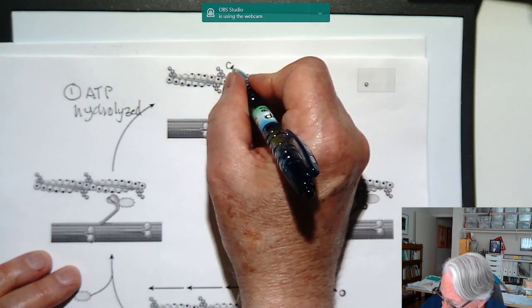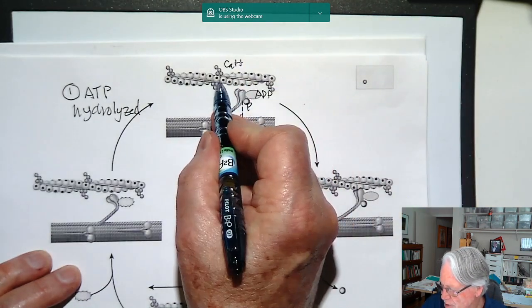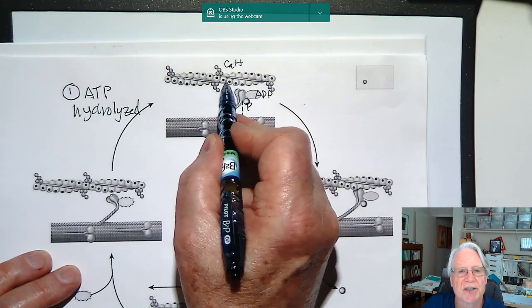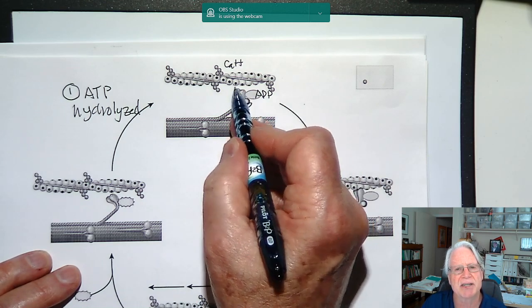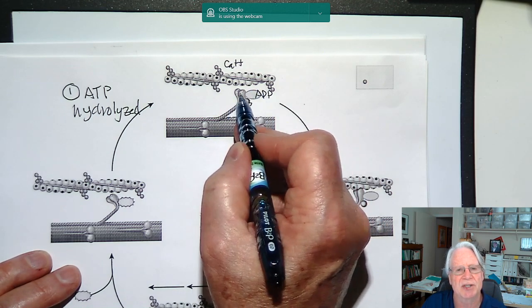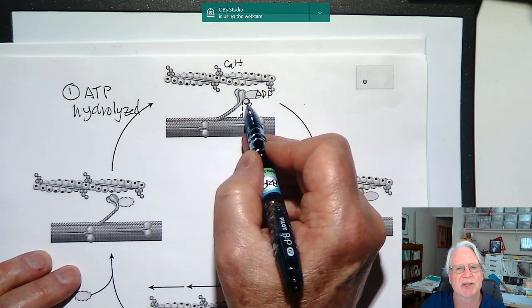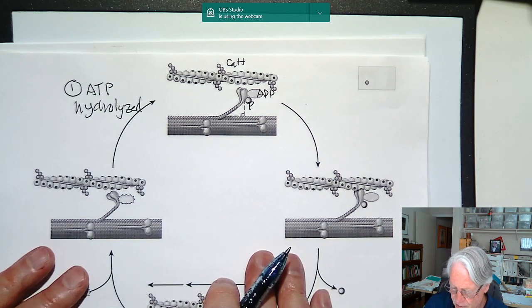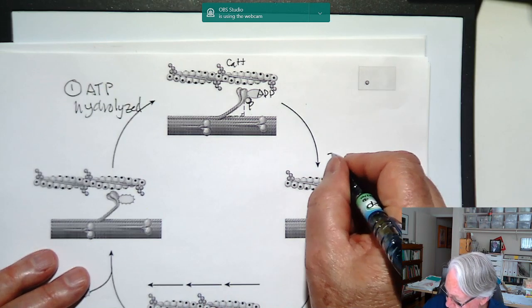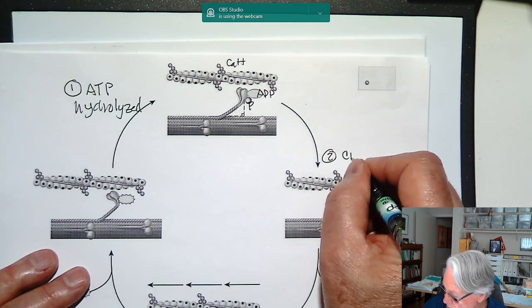Calcium is present because we have the exposed binding sites on actin for the myosin head. But that head cannot bind unless we have this configuration. It's energized and we have the combination of ADP and phosphate. Then we get cross bridges. So step number 2, cross bridges formed.